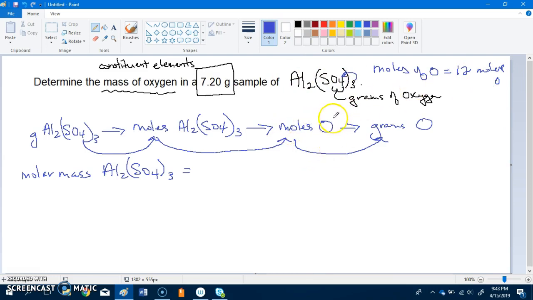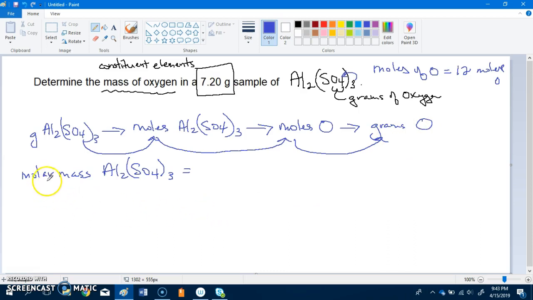And that's going to help us out when we get to this conversion here, and then molar mass of oxygen, which we get from the periodic table, which is 16 grams of oxygen for every mole of oxygen. That's going to help us with the final conversion.